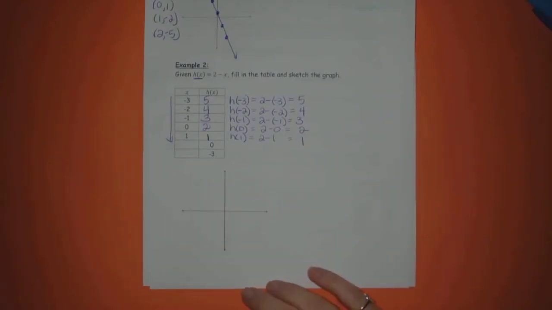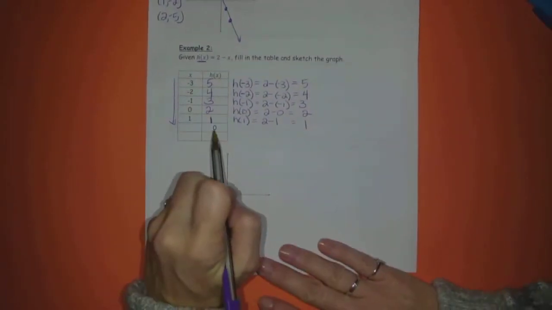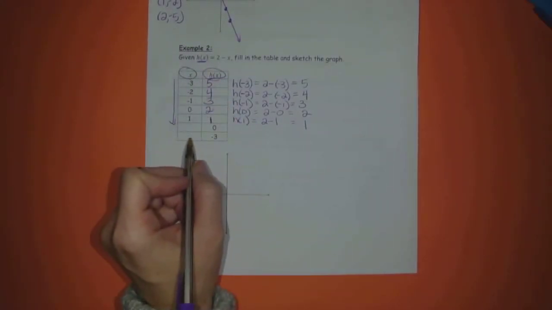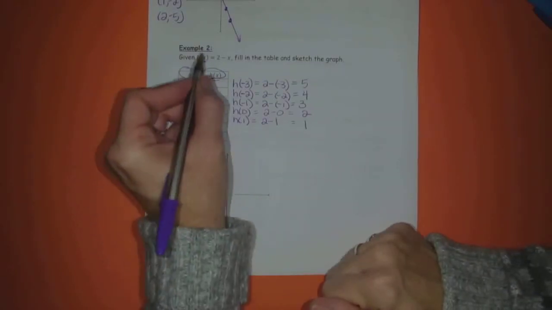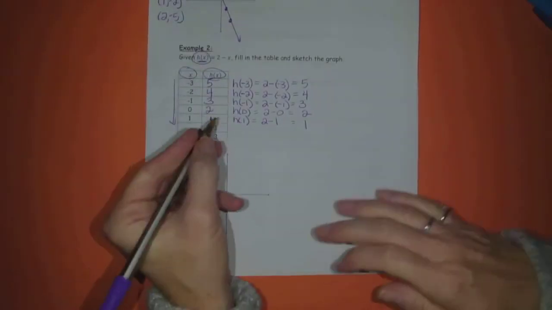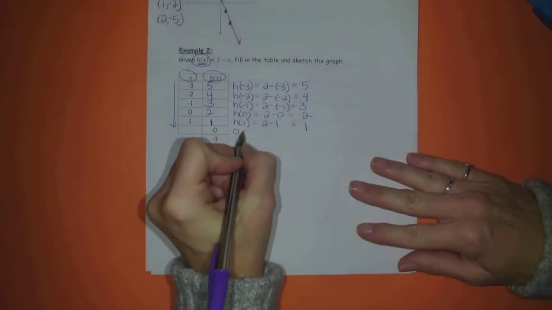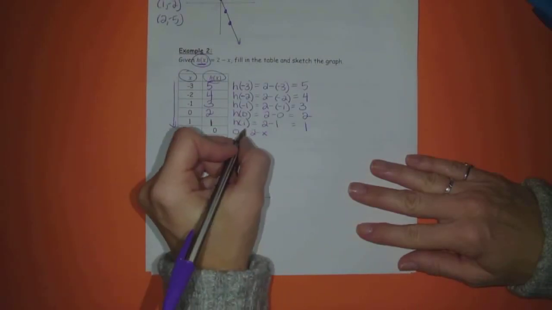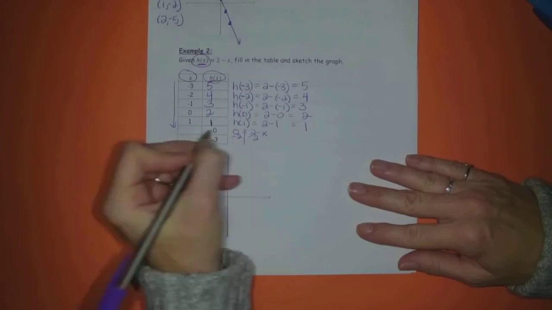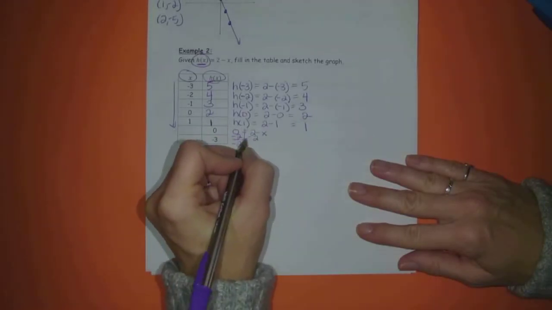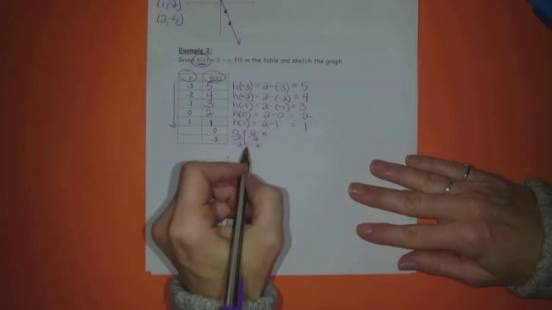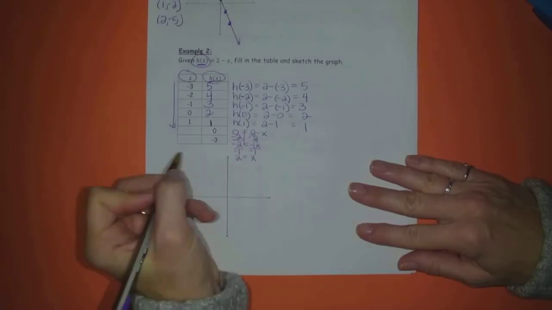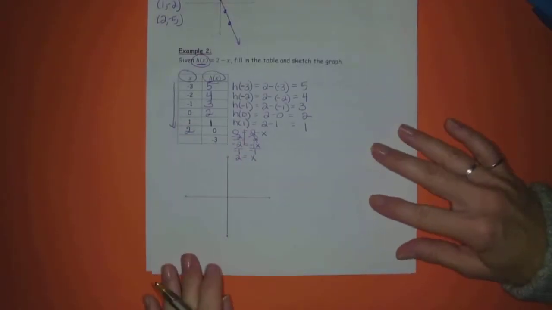And now look what they did here to me. They switched it on me. They gave me h of x, and I'm supposed to find the x value. No big deal. So what you do is you put 0 where this whole h of x is. So this one would look like this: 0 equals 2 minus x. And to solve that for x, I would just subtract 2 from both sides. So I would have negative 2 equals negative x. And that's like having a negative 1x. So I'll divide by negative 1, and x will equal 2. So I'll fill that there.